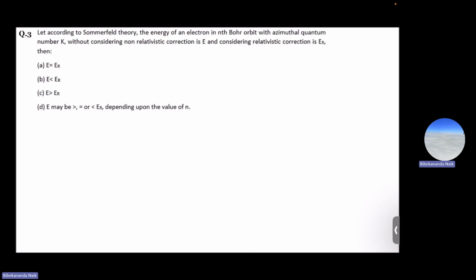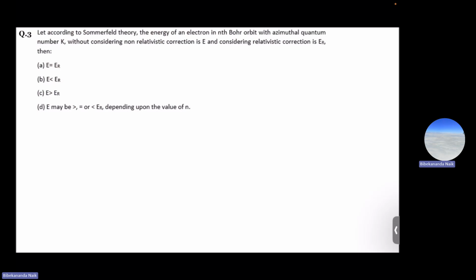Question number 3 says: according to Sommerfeld theory, the energy of an electron in the nth Bohr orbit with azimuthal quantum number k, without considering relativistic correction, is E, and considering relativistic correction it is ER. Then what is the relationship between E and ER? Option A, E equals ER. Option B, E less than ER. Option C, E greater than ER. Option D, E may be greater than, equal to, or less than ER depending upon the value of n. So these are the 4 options.